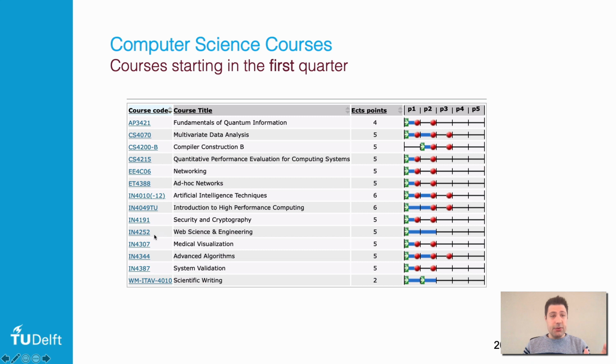And you can see different types of things, right? Compiler construction, networking, ad hoc networks, medical visualization, advanced algorithms, system validation, etc. Also scientific writing, which is a very important course, given that you're going to write a master thesis at the end, and learning how to write in a scientific manner is also very important in the real world.